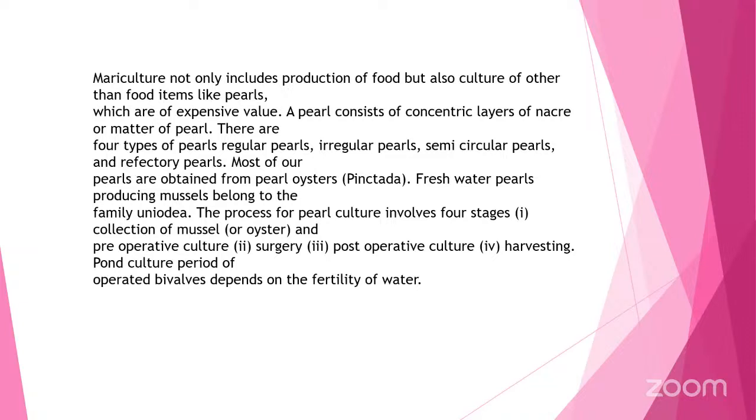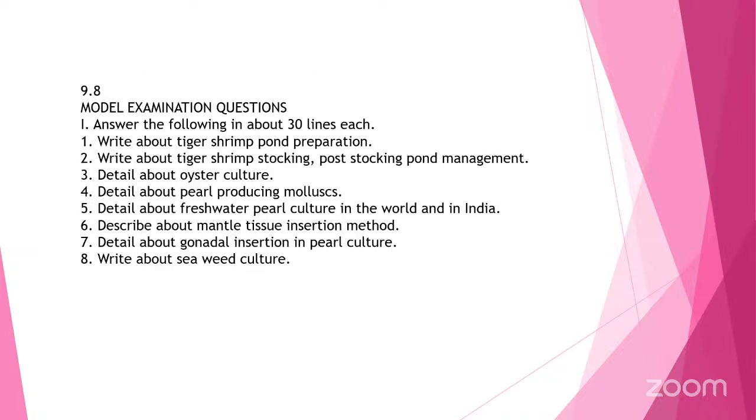The process of pearl culture involves four stages, that is, collection of mussels and preoperative culture, surgery, post-operative culture, and harvesting. The pond culture period of operated bivalves depends on the fertility of water. So with this, we have come to the end of this chapter. Let us see the frequently asked questions from this chapter.